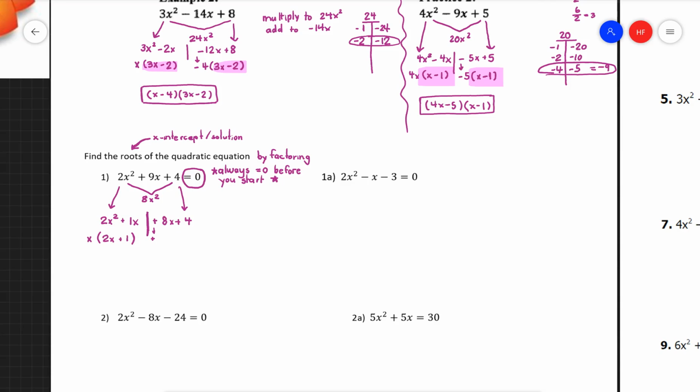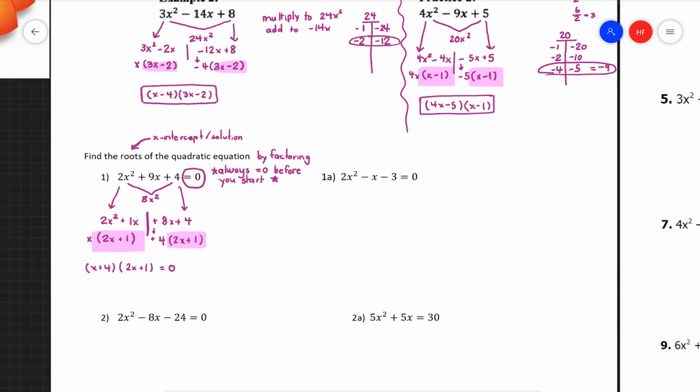So what's in common between 8x and 4 is really a 4. So we're taking out the greatest thing. And that leaves me with a 2x plus 1. They are the same now. So I know that I can write out my factors, which is x plus 4 and 2x plus 1. So I rewrote 2x squared plus 9x plus 4 as x plus 4 times 2x plus 1, so it still equals 0.